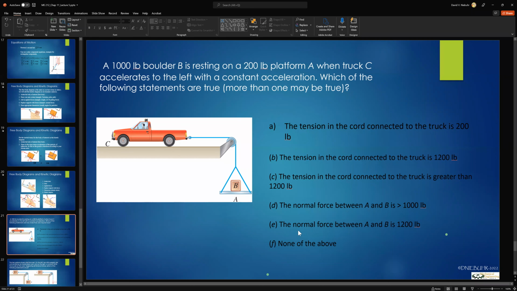So now, assuming that you start moving, and we have a frictionless pulley, the question is, what's going to happen to the tension? So first, A, is the tension going to be 200 pounds? Well, no, that's silly because you have 1,200 pounds on it. Maybe if you were to cut the rope at some instant, it would be. The other thing is the tension in the cord connected to the truck is 1,200. Well, it's 1,200 when it's not moving. But think of it like an elevator.